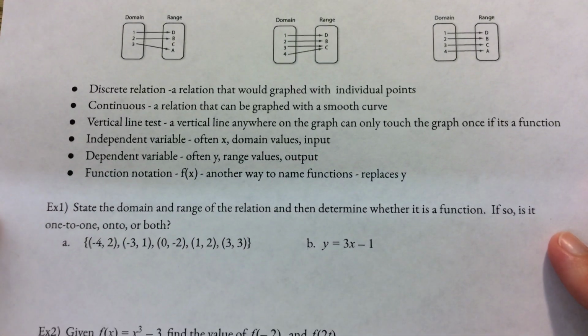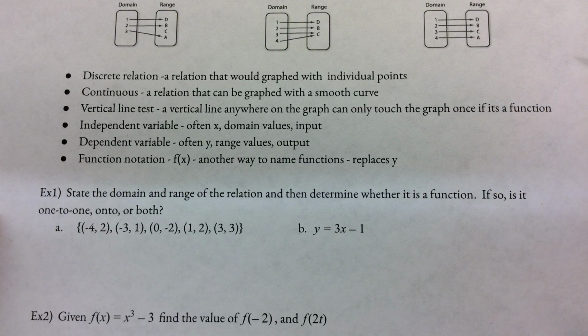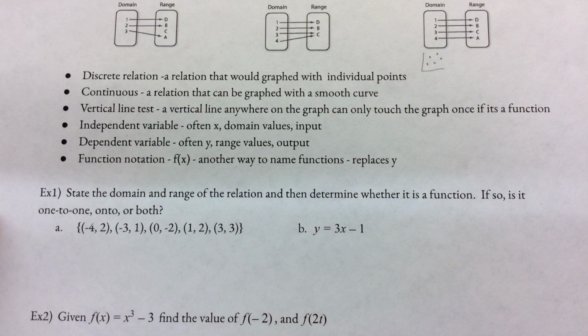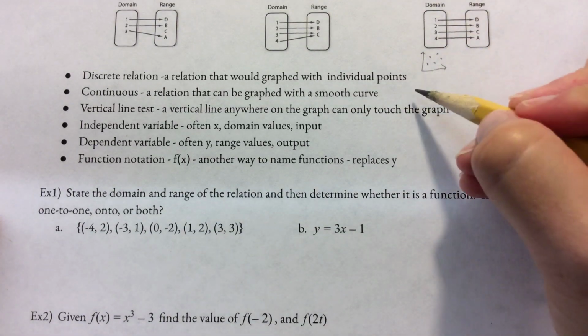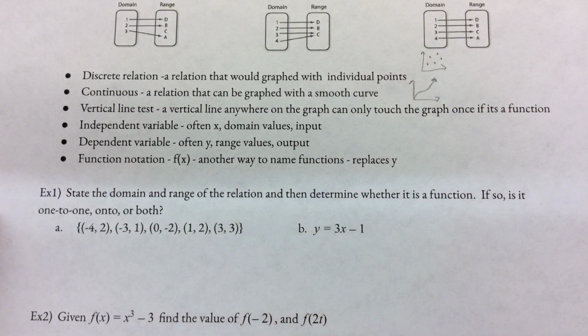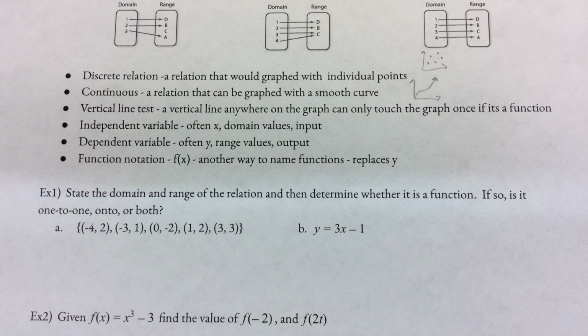So we have a discrete relation, so that's one that would be graphed with individual points. Lots of times you see something like this, kind of like a scatter plot would be a discrete function. A continuous function is one that has a line that is connected that best describes that function. The vertical line test, you may have heard about that in Algebra 1. That's a way to test to see if a relation is in fact a function or not. So if a vertical line touches the graph more than once anywhere, then it's not a function.